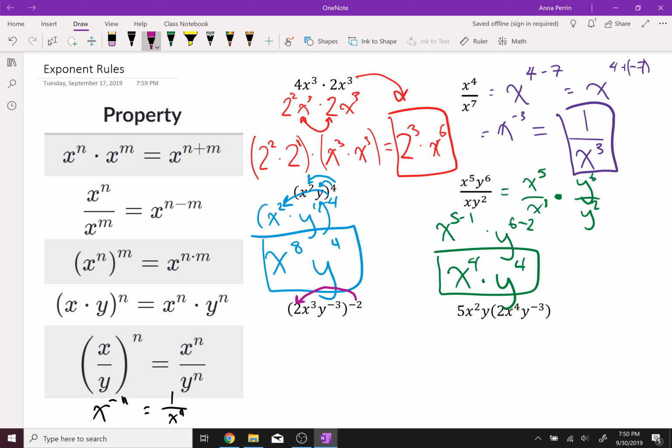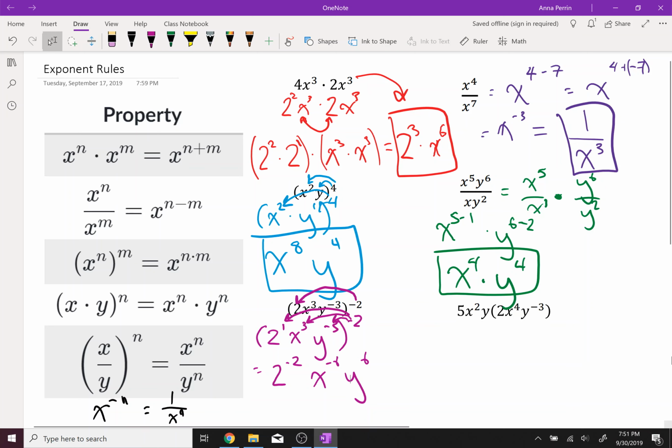So what I'm going to do is rewrite it so that I have 2 to the 1st power, so that I can make sure that I'm avoiding that mistake. So now when I distribute that exponent, I'm going to do -2 times 1, -2 times 3, and -2 times -3. So I can rewrite this now as 2 to the -2, x to the -6, y to the +6.